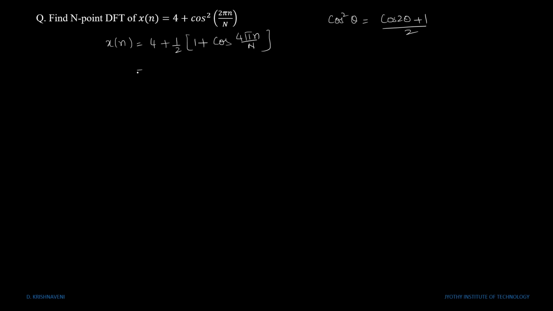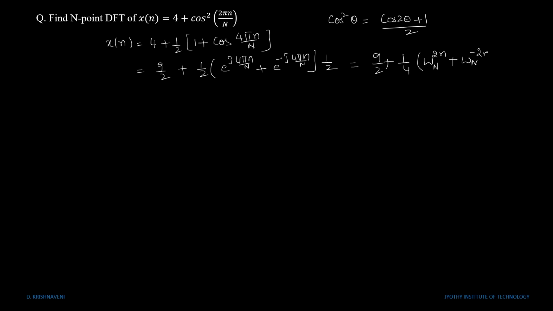So here, 4 plus half will give me 9 by 2, plus half cos theta, which is (e to the power of j theta plus e to the power of minus j theta) by 2. Or if I convert this into twiddle factors, 9 by 2 plus 1 by 2 into 1 by 2 will give me 1 by 4. E to the power of j 4 pi n by N is e to the power of j 2 pi by N into 2n. So this will be W_N to the power of 2n plus W_N to the power of minus 2n, e to the power of minus j 2 pi by N into 2n.